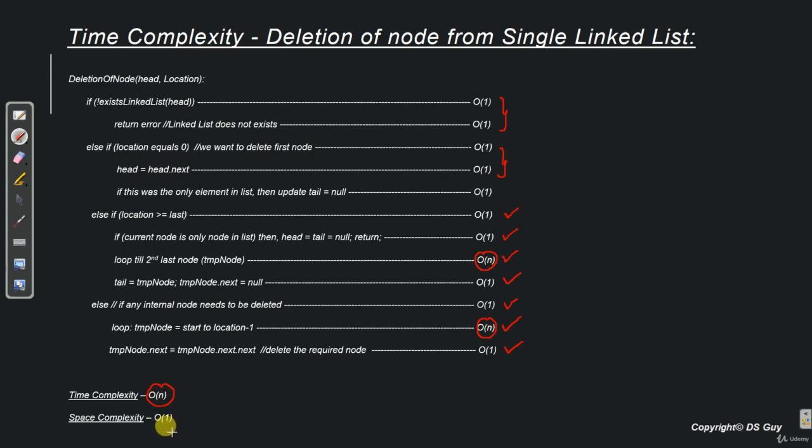Now the space complexity is order of 1. The reason is we are just using some temporary variables here and there, nothing more than that. So those will take constant space complexity.